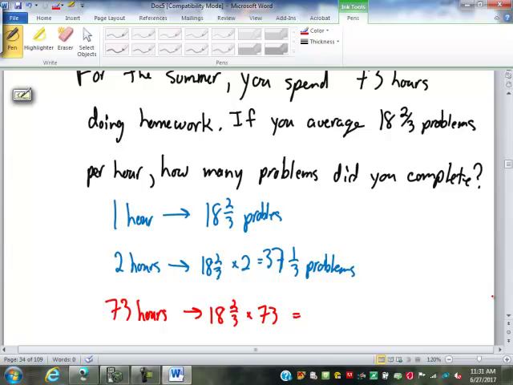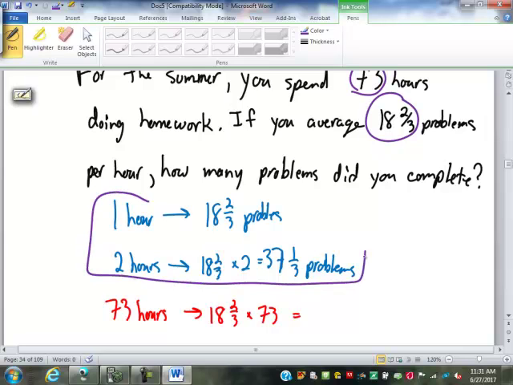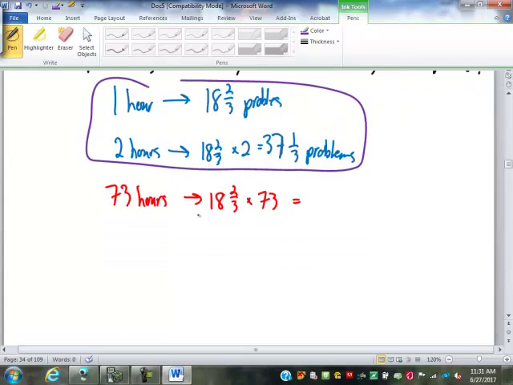Now I'm not going to actually multiply that out. I'll leave that up to you guys to do. Well, maybe I will in just a second. The biggest problem we end up with in that one is a lot of people see that and they'll do 73 divided by 18 2/3. But by doing this little piece right here, it becomes very obvious that it has to be multiplied. So I'm just going to give you that warning.